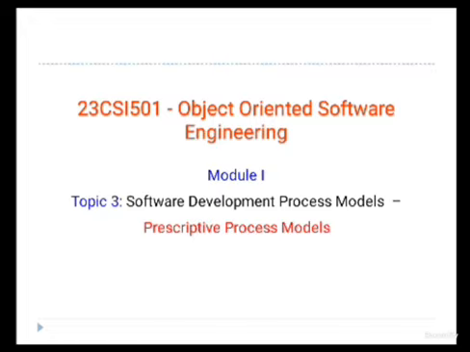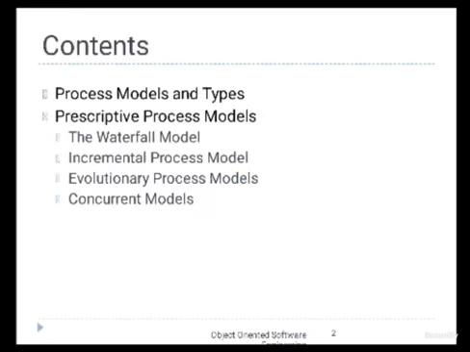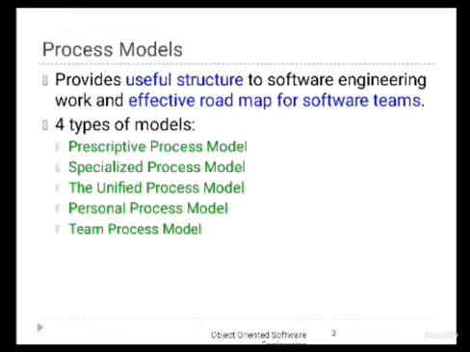By the end of today's class, you will understand the different prescriptive process models, their advantages, limitations, and where they are applied in the software industry. In today's class, we will discuss the following topics. We will first understand what process models are, then move on to the prescriptive process models. After that, we will study the waterfall model, incremental model, evolutionary process model such as prototyping and spiral model, and finally the concurrent models. Each of these models follows a different approach for software development.